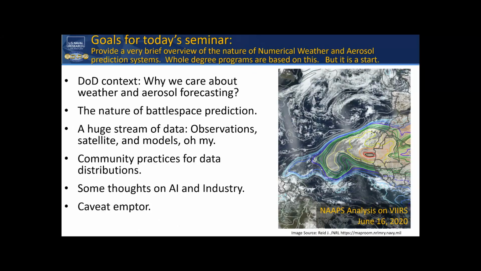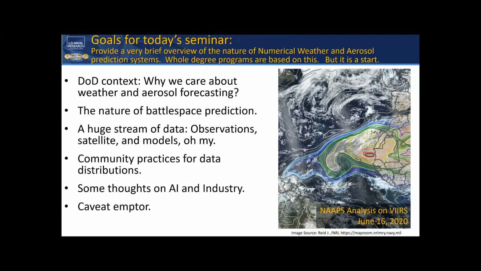So for today's seminar, we've got a bunch of goals. One of them is that I just want to give some context on what we care about in the Department of Defense. And even then, this is my perspective. I'm by nature an experimentalist, so I do a lot of verification work. I worry about what the visibility is going to be off of an individual ship. How well can we actually predict that? What sorts of post-processing can we do in order to get a better prediction? So I'll give some DoD context, but again, mileage might vary.